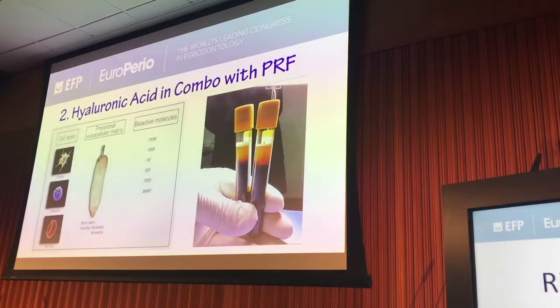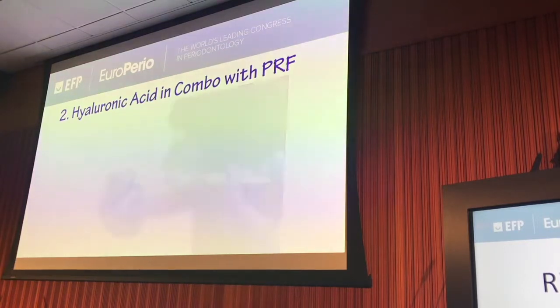Second, PRF. We've done a lot of work, my group personally, with PRF and platelet fiber, and of course, for those that don't know what this is, you're drawing out blood, and you're spinning it down. You got two forms, right? You can make a membrane nowadays, but you can also make this liquid formulation if you use slower centrifugation speeds. Now here what you can do is take this liquid, mix it with the hyaluronic acid liquid, mix them together, and use it for tissue regeneration.